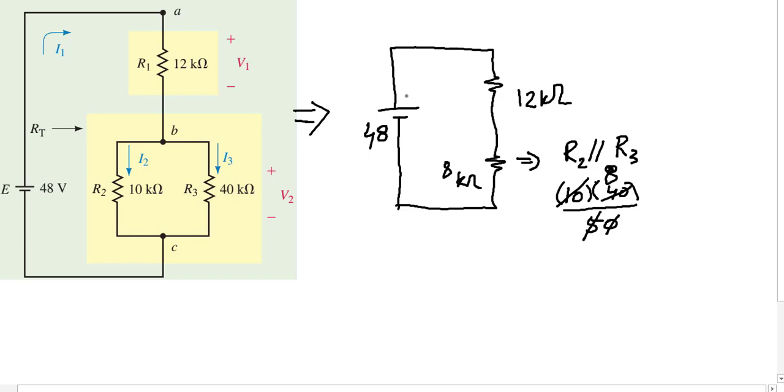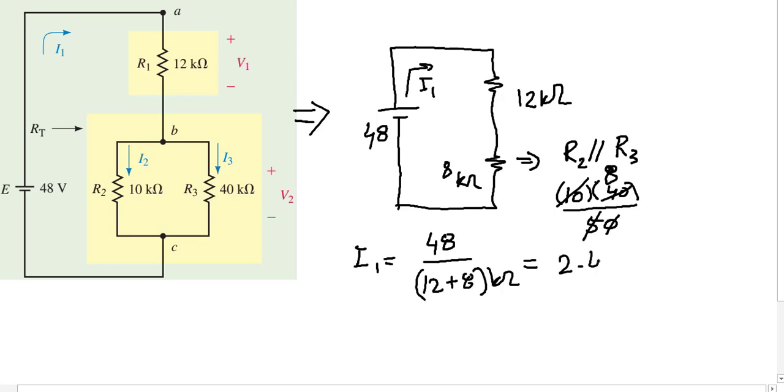Now we find I total, which is the same as I1, and I1 equals 48 divided over the total resistance, that is 12 plus 8 kilo ohms, equal 2.4 milliamps, just the way we saw it. So since we know the total voltage and the total current, we know now this voltage here, V2, which is the same as this voltage here.